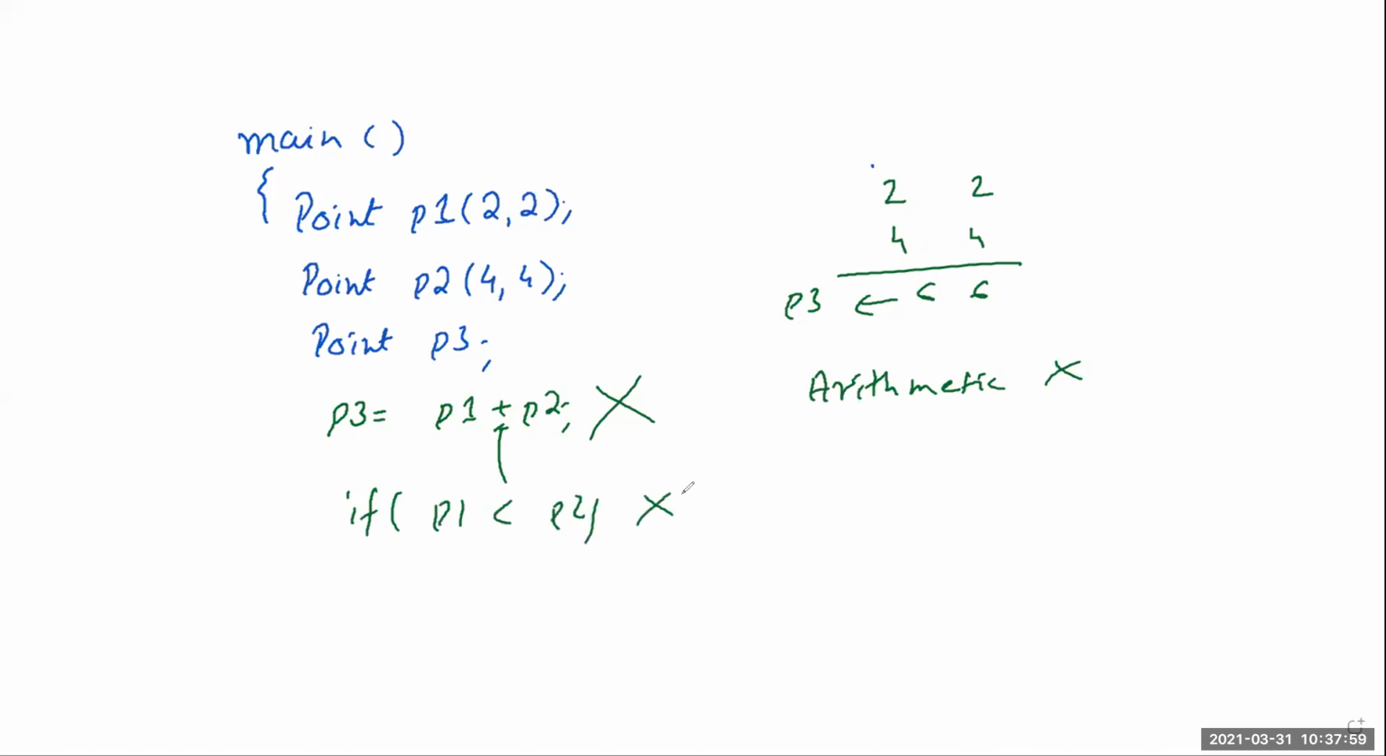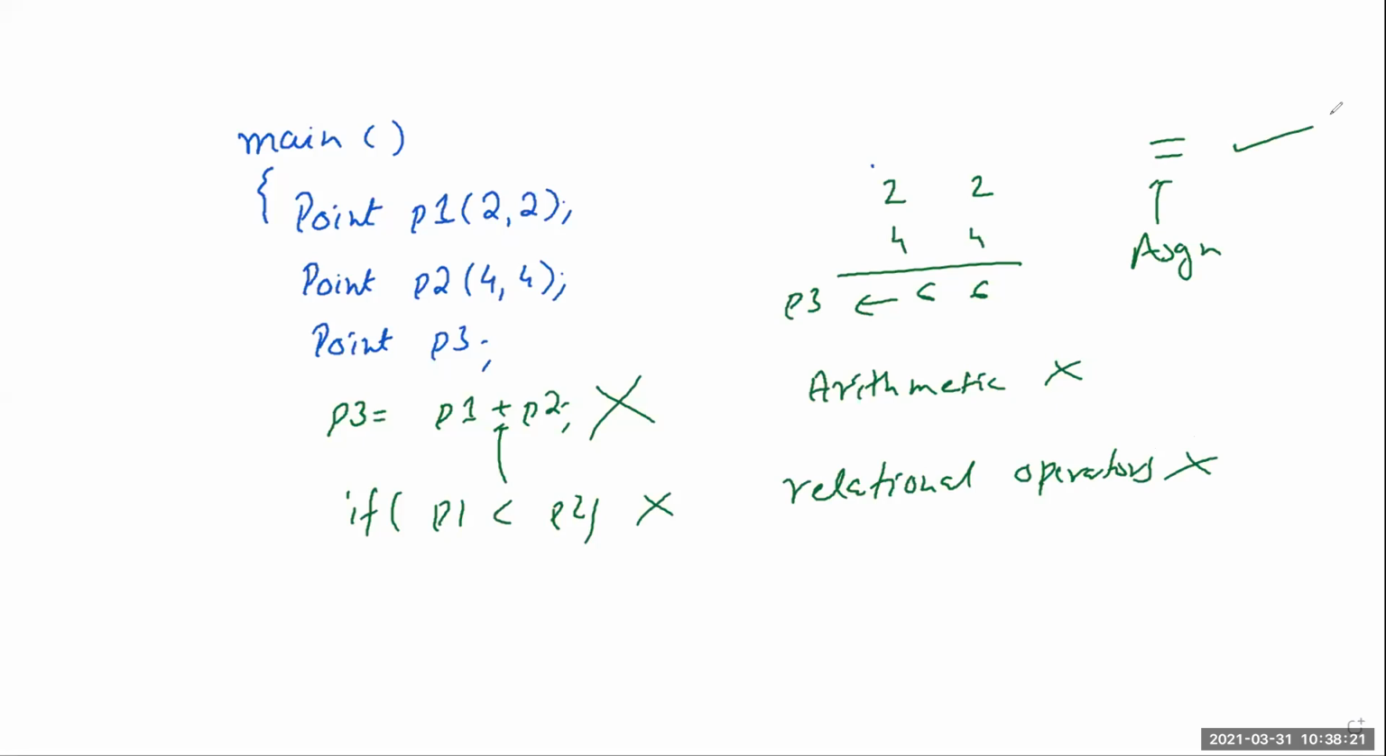Similarly, if you try to do this, if P1 is less than P2, again, you cannot do this. Less than, greater than, equal to, not equal to. None of the relational operators can be used. The only operator that you can use with objects is the assignment operator, which is legal.